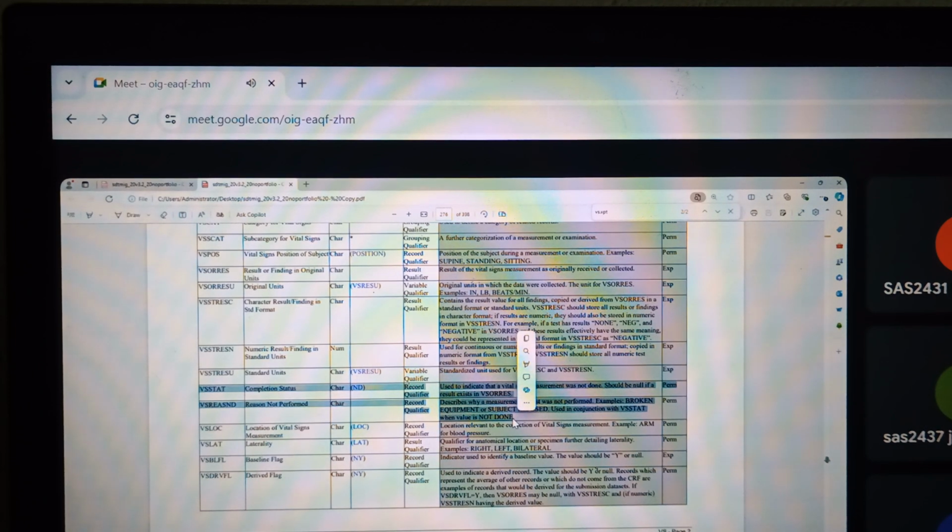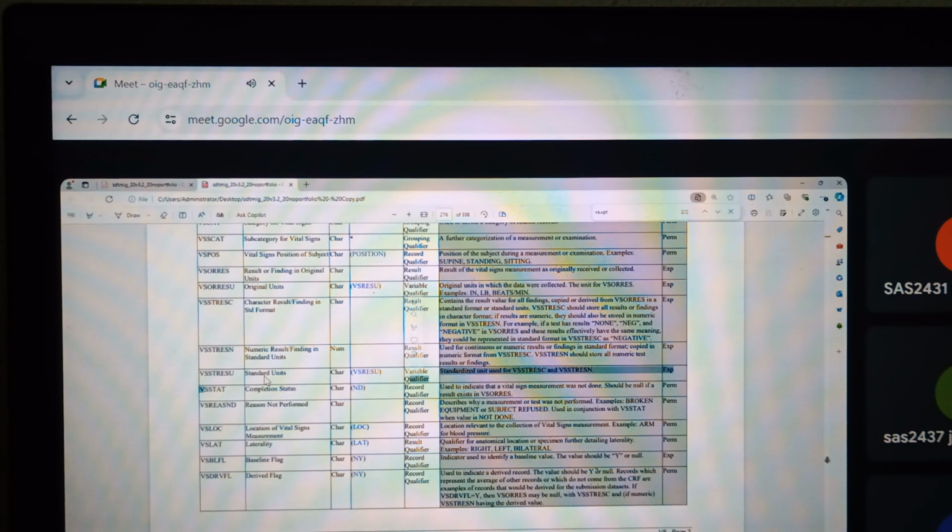If this is yes, then what kind of test is captured, the results and the units, and then the test code and date will be captured. If it's no, it means not done. The vitals were not captured for the particular subject. So then VSSTAT is equal to NOT DONE, and why it was not done, the reason would be mapped into the reason variable. So the status and the reason.